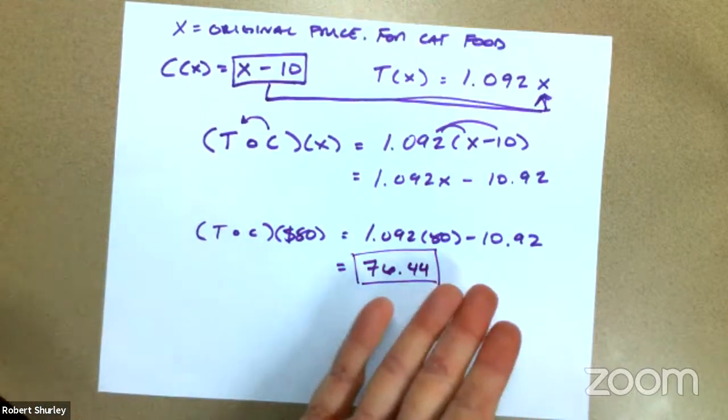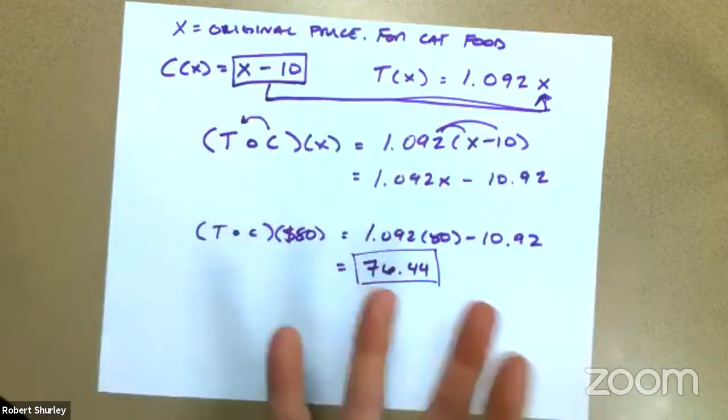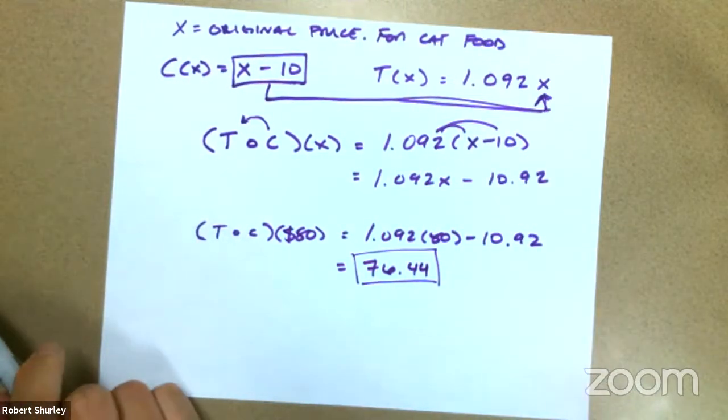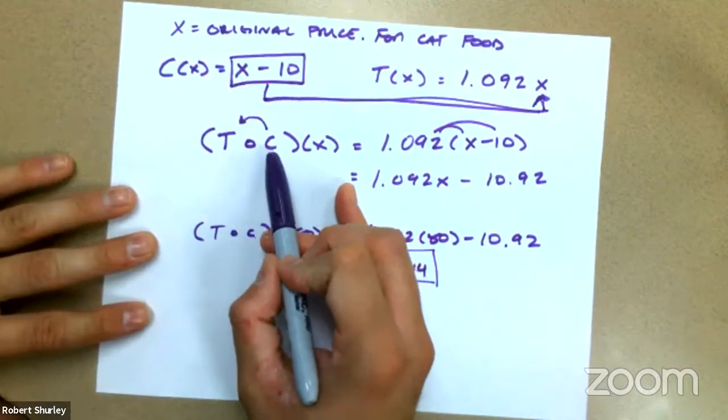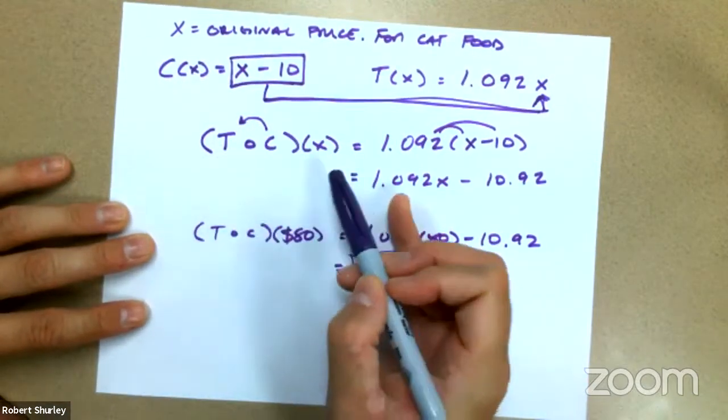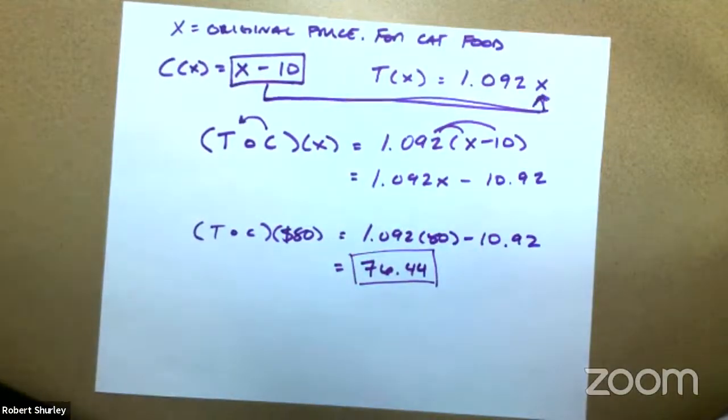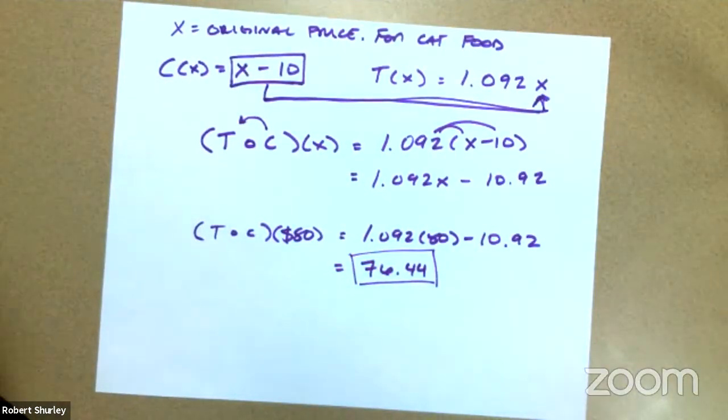So that's a real world example and a nice basic example before we get going. But the idea here is that you take whatever's in this second function and you plug it into the first function.